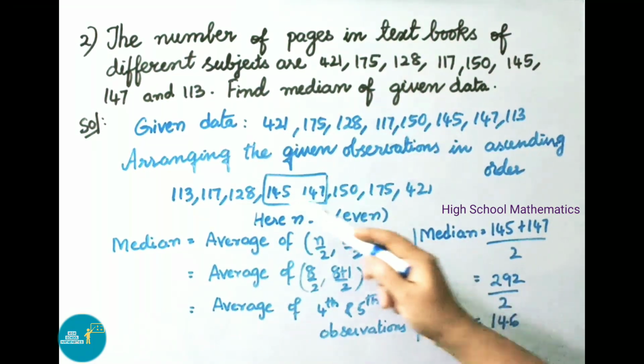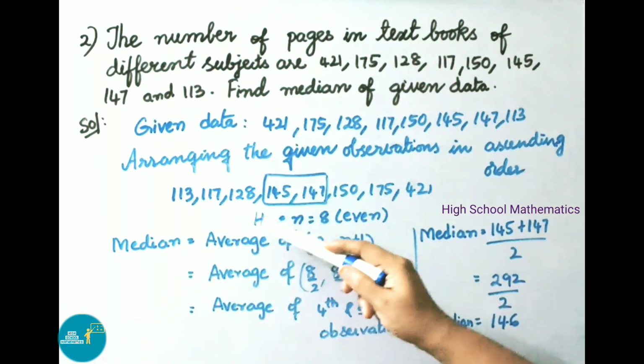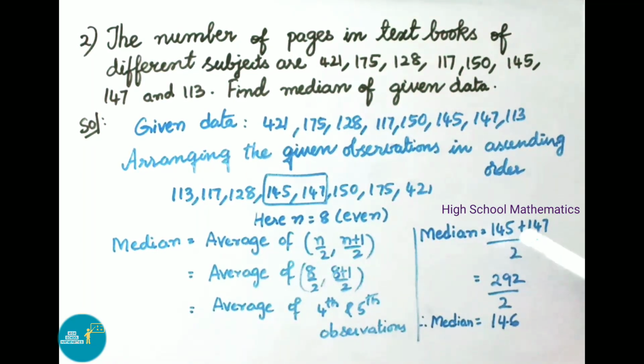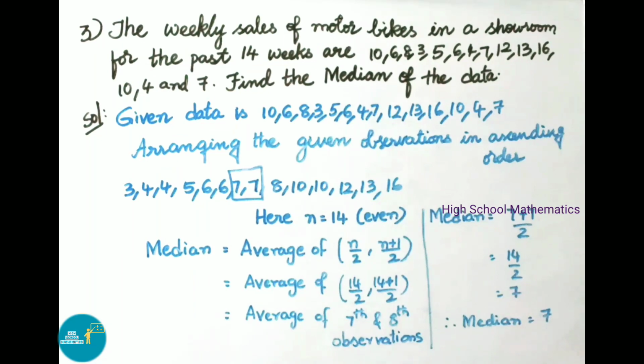Here given observations, fourth and fifth observation is 145 and 147. Therefore median is equal to sum of 145 and 147 divided by 2, that equals to 145 plus 147, that is 292 divided by 2. 2 table 292 is 146 times. Therefore median is equal to 146. Therefore median of given data is 146.